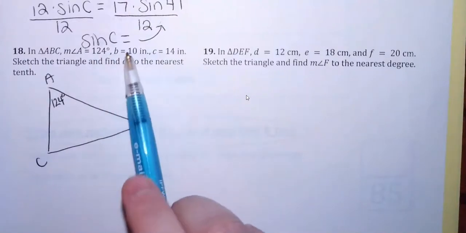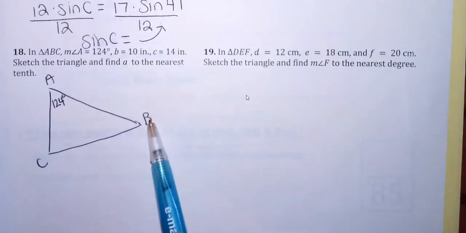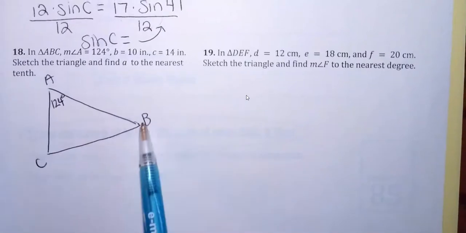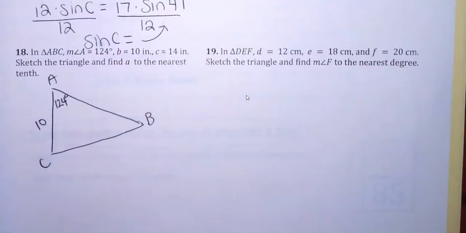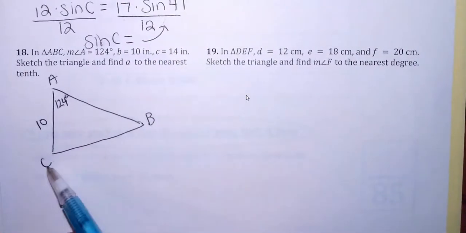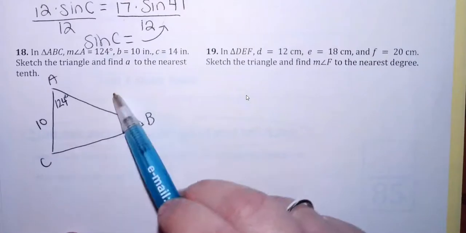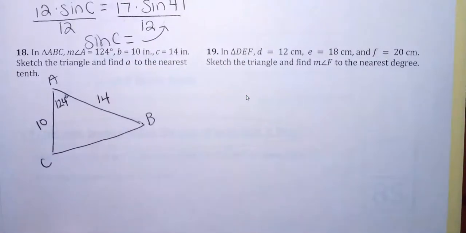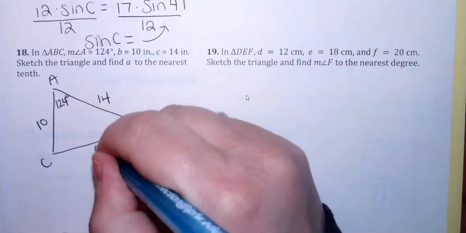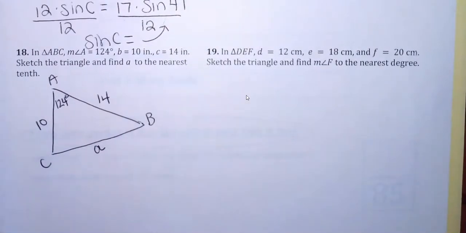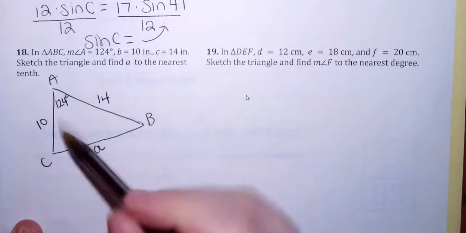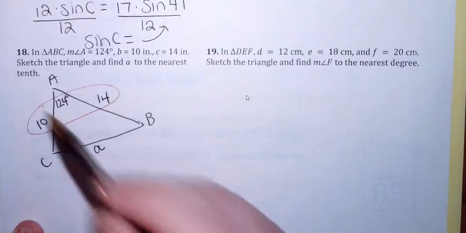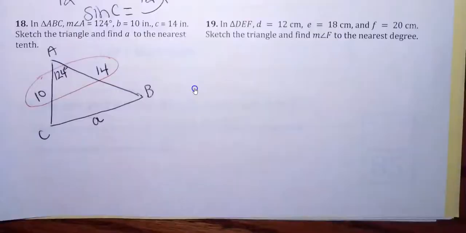Now, side B, lowercase letter, is across from angle B. So if this is angle B, side B is across the triangle from that, and that's supposed to be 10. Side C is going to be across from angle C, so it's going to be here in my picture. That's 14. And then we want to find A to the nearest measure. Now, this is really similar to the last question. I'm trying to find a side, and I have two sides surrounding an angle. So this is actually going to be the law of cosines again.